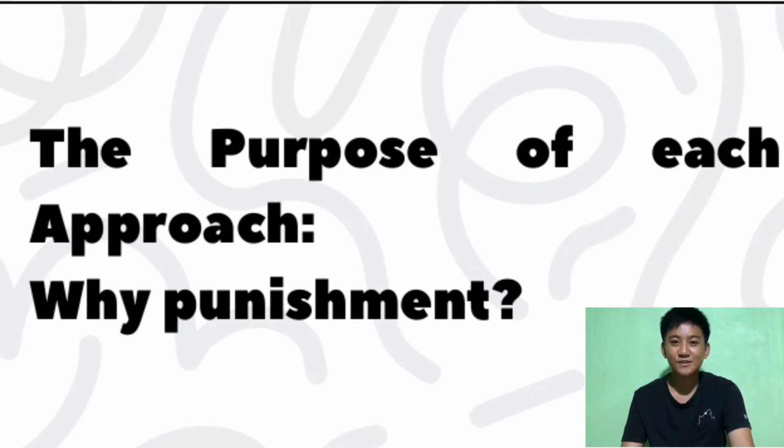The purpose of each approach. Why punishment? Deterrence. Punishment is often justified as a means of deterring others from committing similar crimes. It is the fear of consequences that can prevent individuals from engaging in criminal activities.